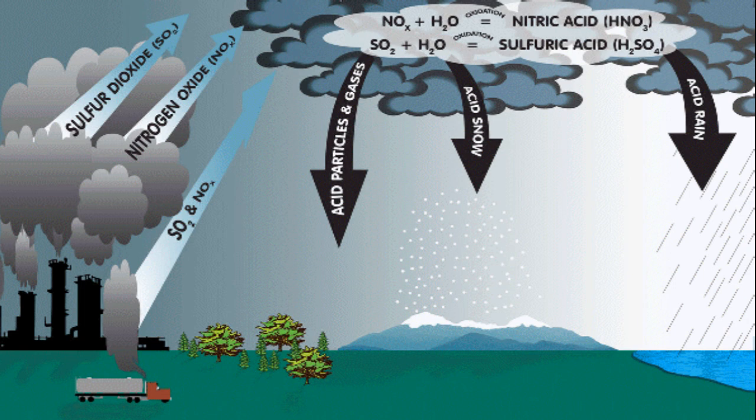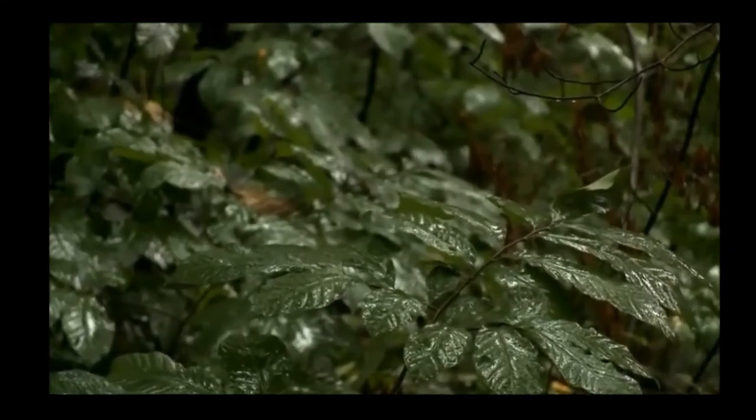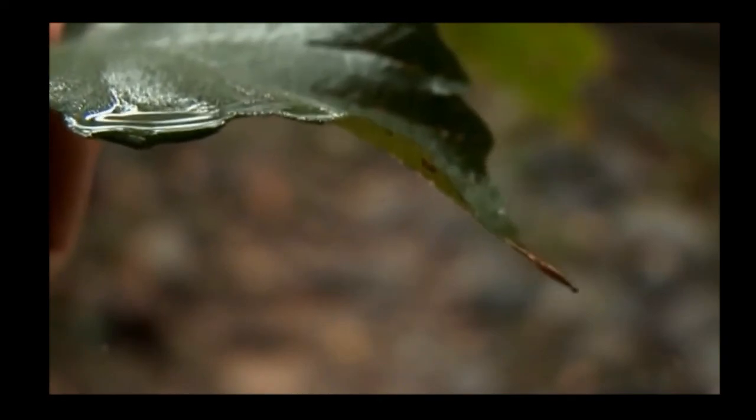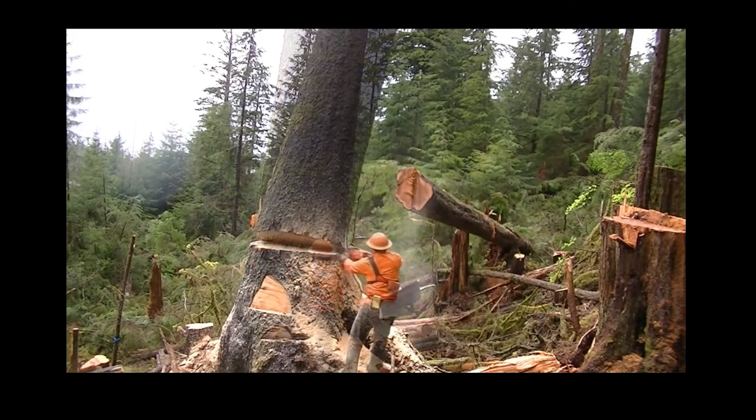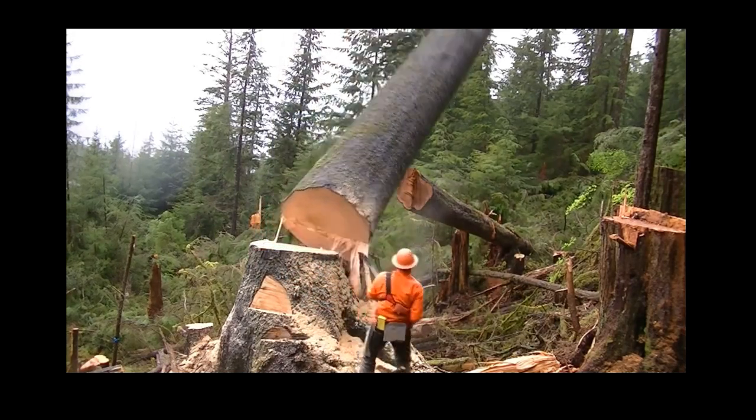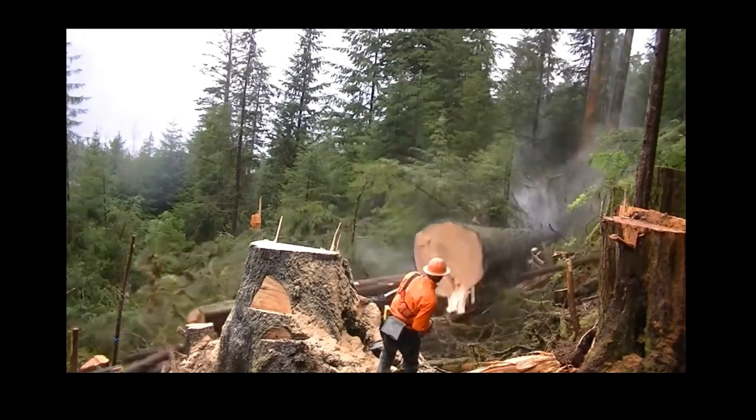Acid rain caused by industrial and vehicle emissions damages the leaves of trees and causes them to produce smaller and fewer seeds. It also reduces the trees' resistance to disease, pests, and frost. Clear cutting of forests is also a threat to this biome. Trees are cut for timber and land cleared for agriculture.